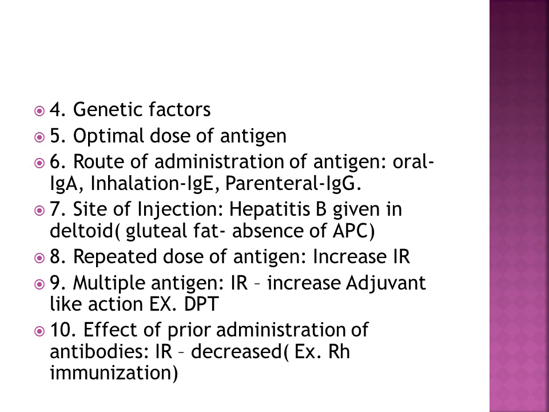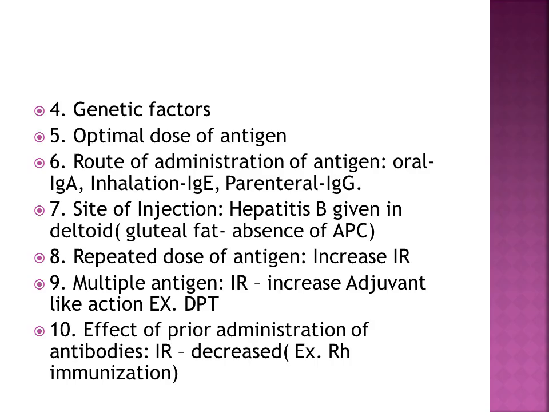So hepatitis B injection should be given in the deltoid region because gluteal fat is there, and in that, APCs, meaning antigen processing cells, are absent. So the hepatitis B injection should be given in the deltoid region. So the site of injection is an important factor.